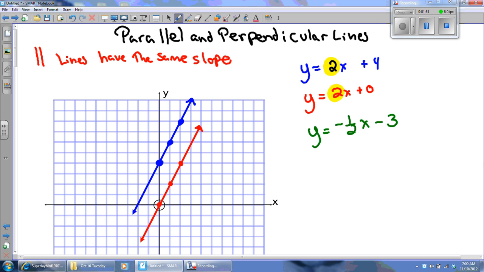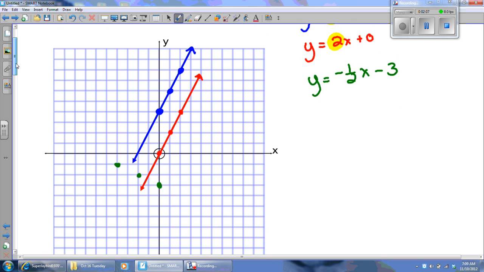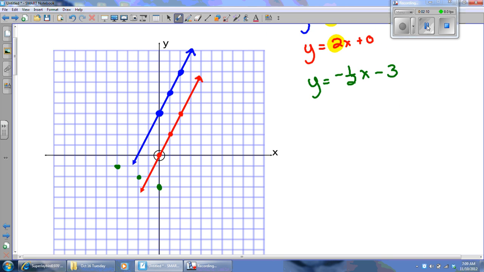Let's see what happens with this green one. Looks like I have a y-intercept of -3. 1, 2, 3, right down there. And a slope of -1 over 2. And I'm going to rise 1, go back 2. Going to rise 1, go back 2. And I'll be ready to draw my line in a minute. Hold on a second. I want to extend this red one and blue one. All right, there's my green line, which is actually black with green points.